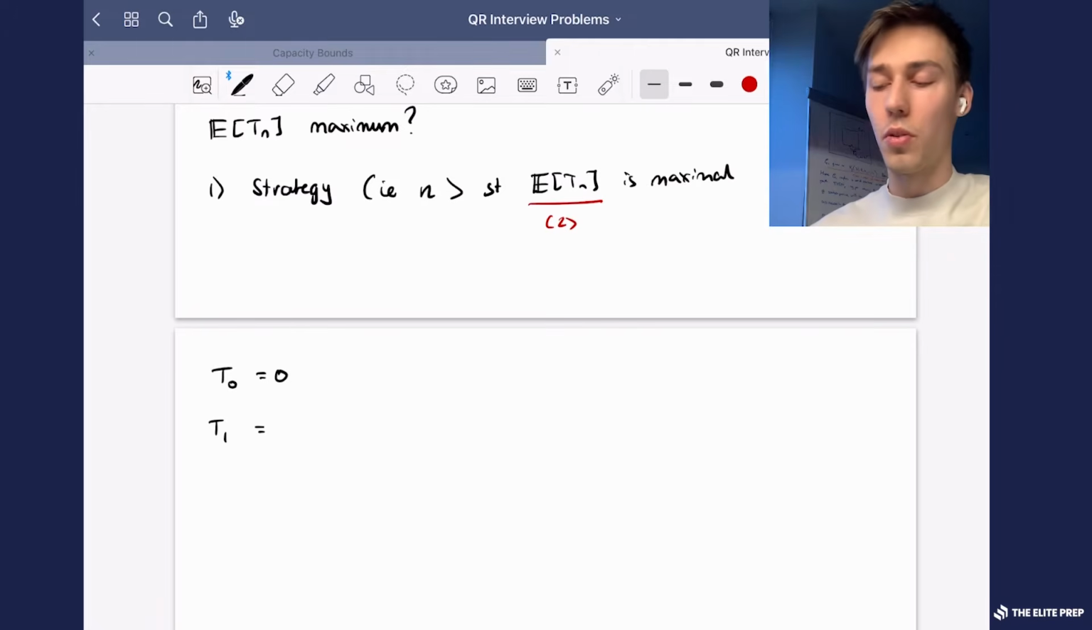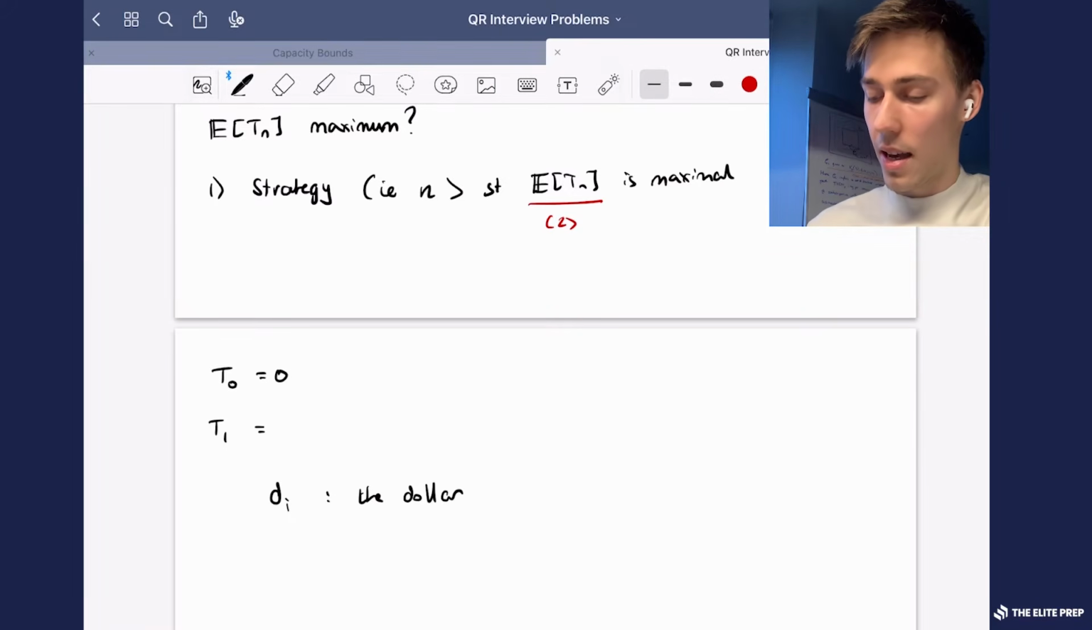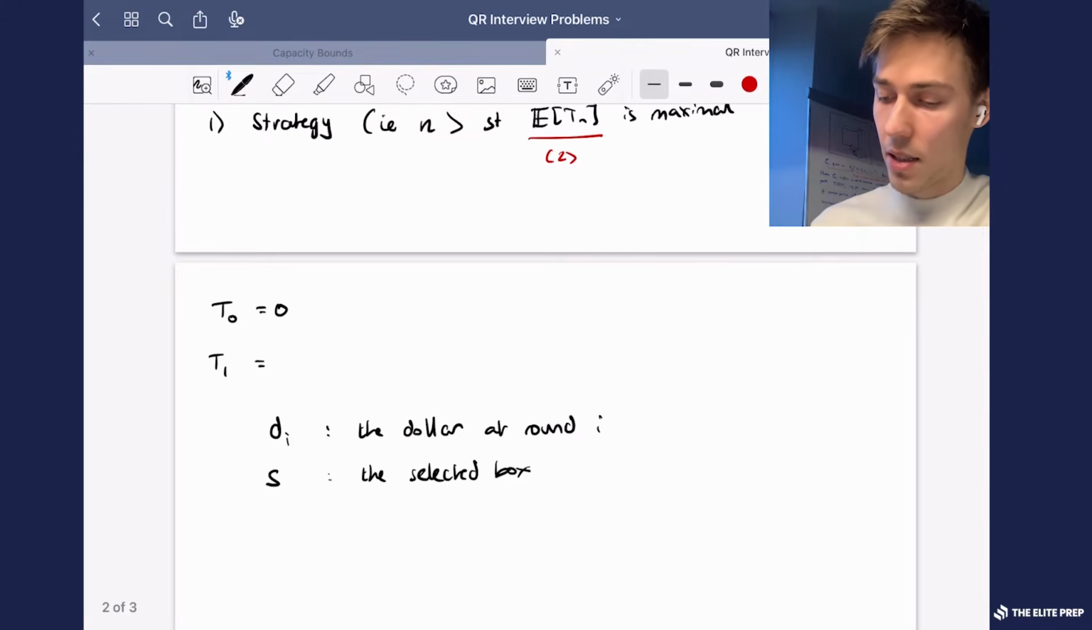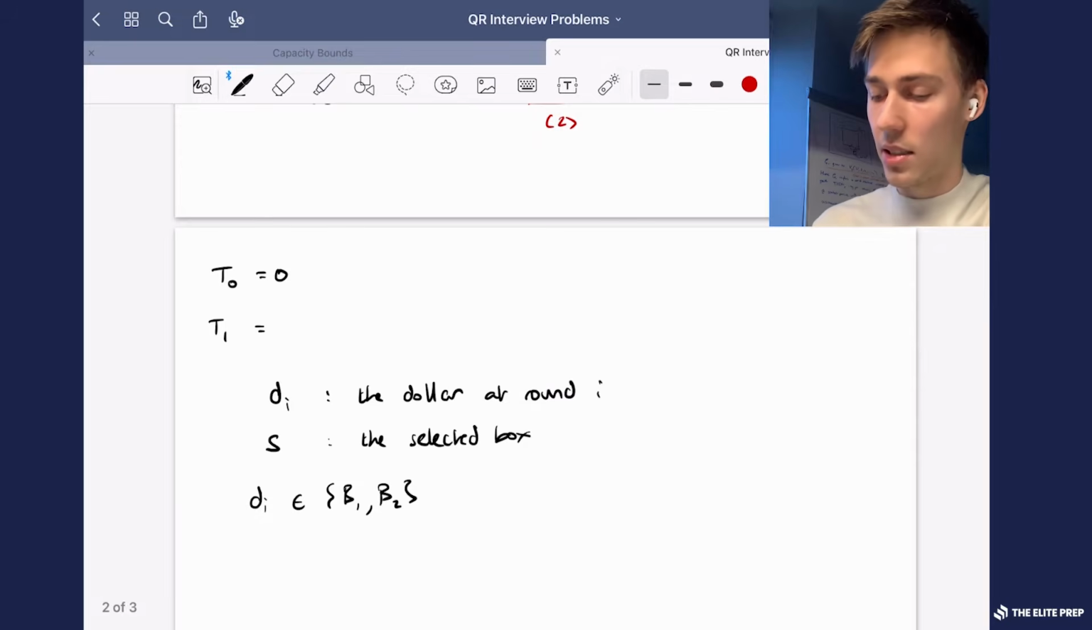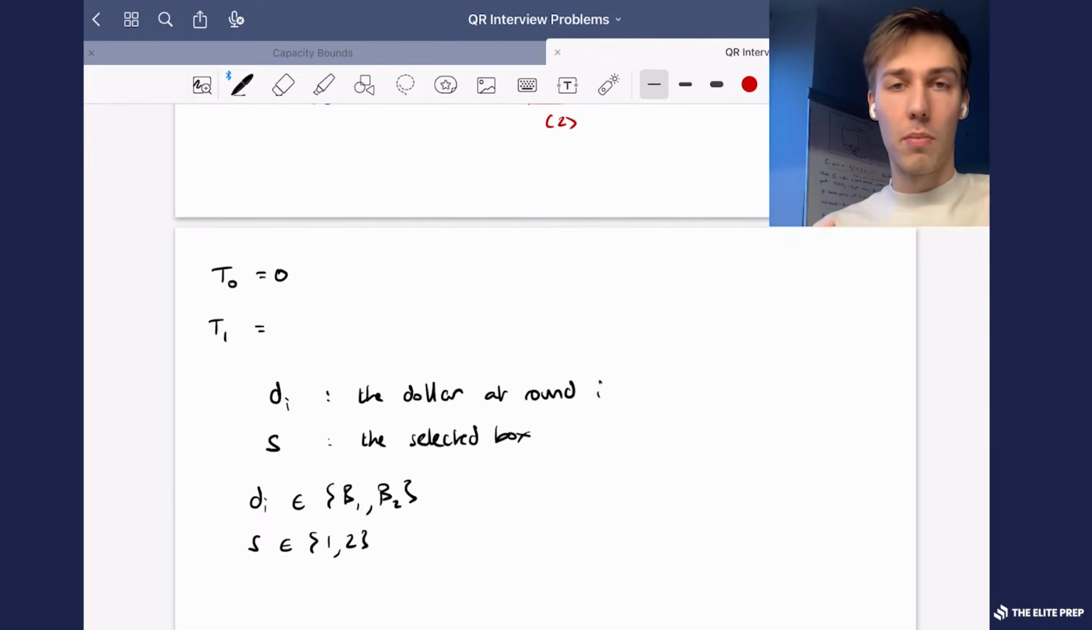In practice, in an interview, it would probably be enough giving the expectation of T1 just off the top of your head because it's quite intuitive. But I'm going to write out the random variable T1 as a function of other random variables. The other random variables are going to be DI, where DI is the dollar at round I, and also S, which is the selected box. So DI is either in B1 or B2, so in box 1 or box 2, and S is either 1 or 2 to denote that we've selected box 1 or box 2.